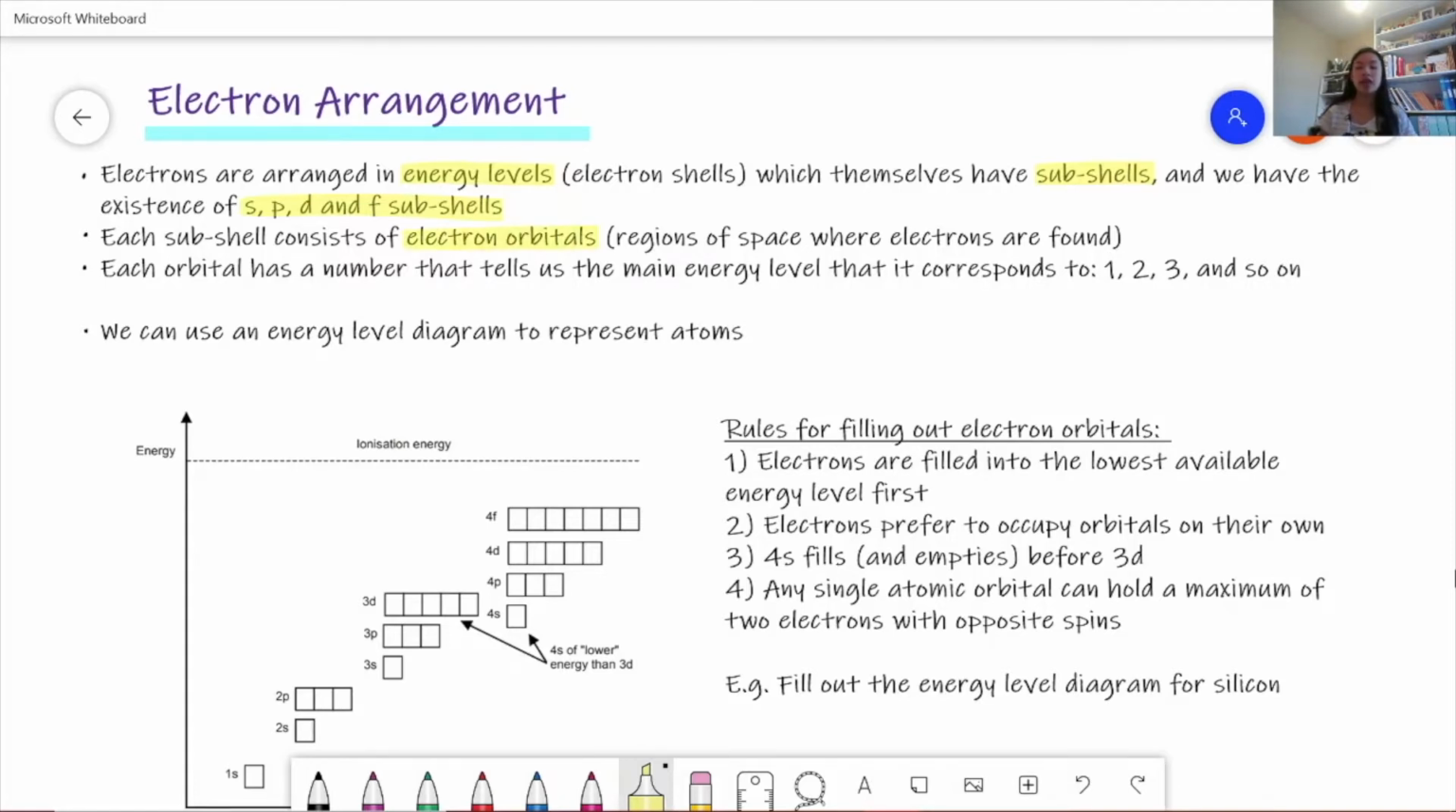Each of these orbitals has a number, and this tells us the main energy level, so the electron shell that it corresponds to. For example, if it's in the first energy level, or the first electron shell, then it'll have a number 1, and then we'll have 2 for the second main energy level, and so on.